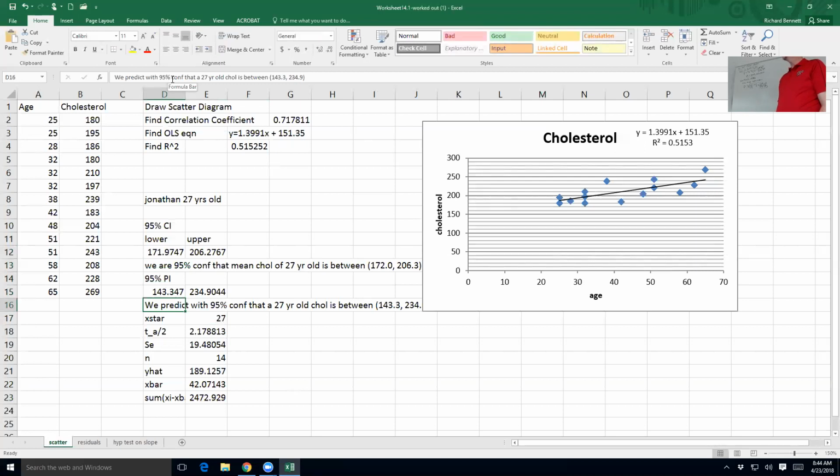But this is an individual, okay? Does it make sense what the difference is in those two statements now? So what does the PI stand for again? Prediction interval.